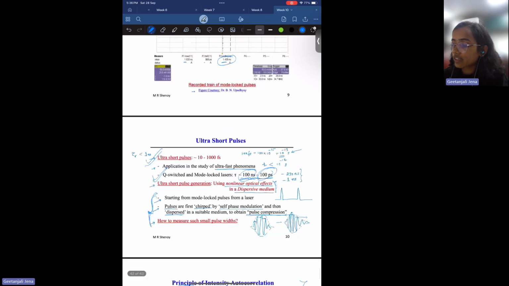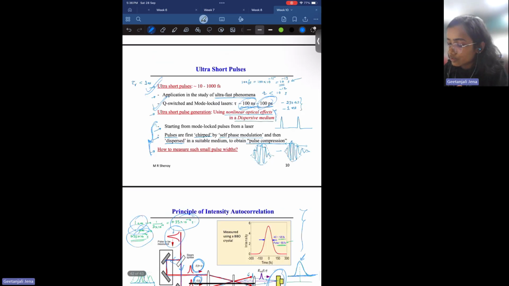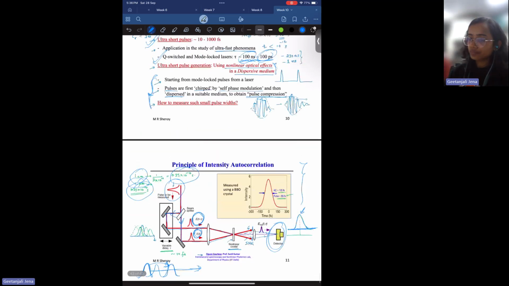So we have covered what the different types of pulse laser are, how you can achieve different types of pulse laser, and we have also covered the ultrashort pulses. Now let us solve a few problems related to the week 9 concepts. Okay. So we'll solve a few problems now.